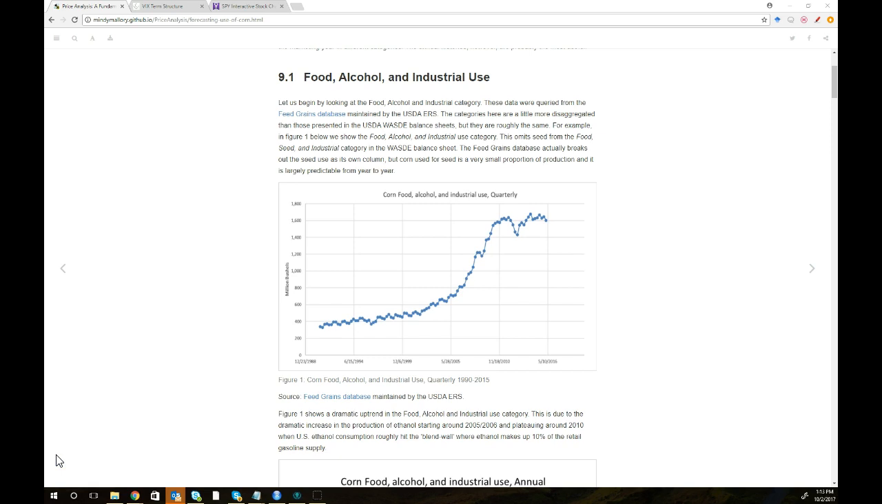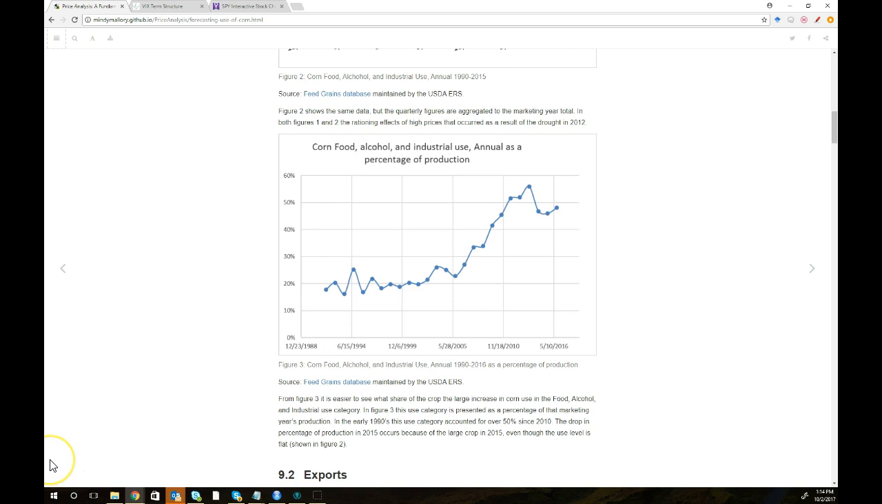Also noteworthy in this graph is the market pullback related to the 2012 drought. The drought caused prices to climb, which made all use categories restrict or ration their demand. We know from previous work that production has been trending upward primarily through the effects of increases in trend yields. Therefore, if we want to assess whether use has been shifting from one category to another, it's useful to take a look at these categories as a percent of production, and that's what's displayed here in Figure 3.